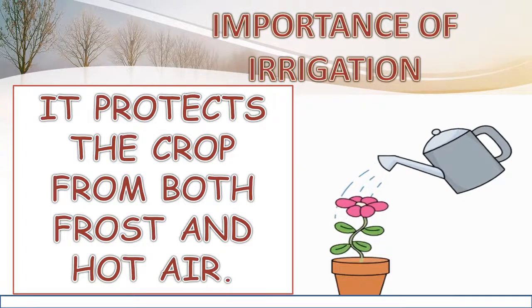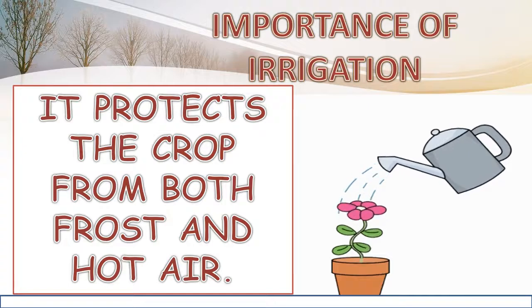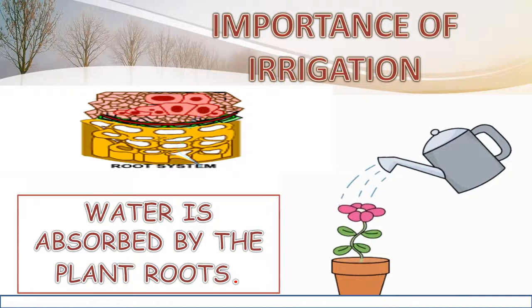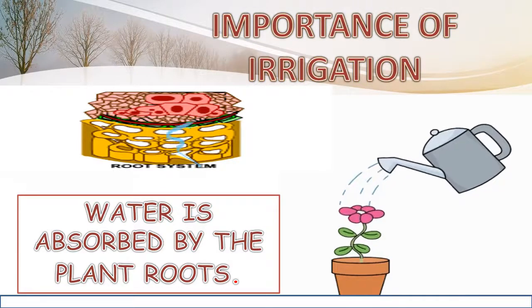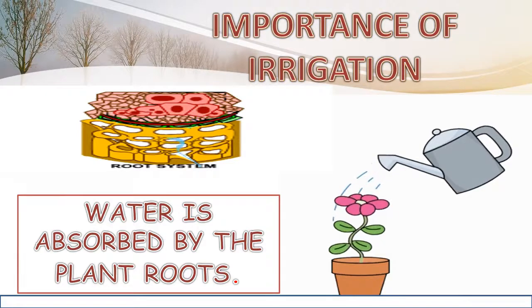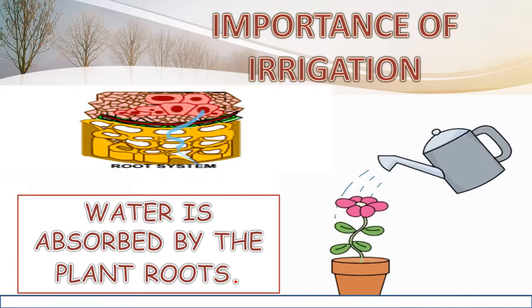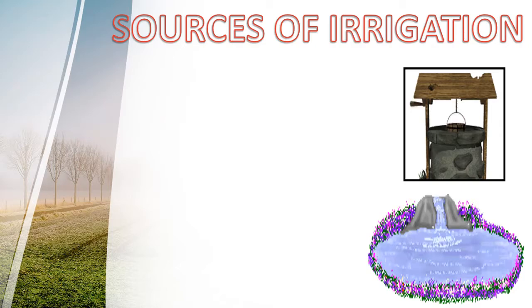Do you remember how plants get water from the environment? Yes, plants absorb water from the soil through their roots. In this way, plants also get minerals dissolved in the water present in soil. Now we will see the different sources through which the supply of water is made.